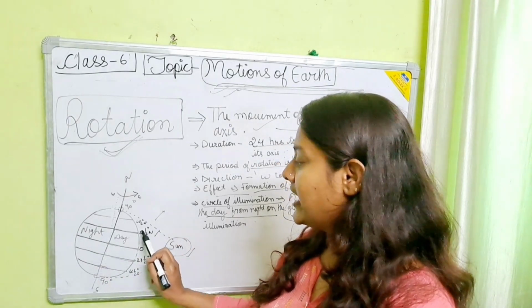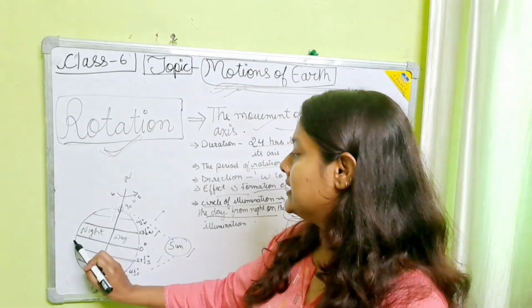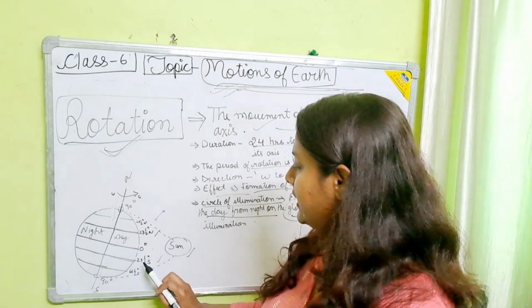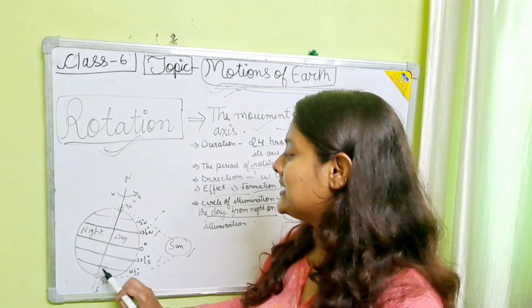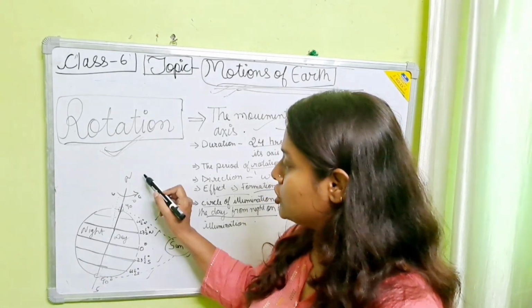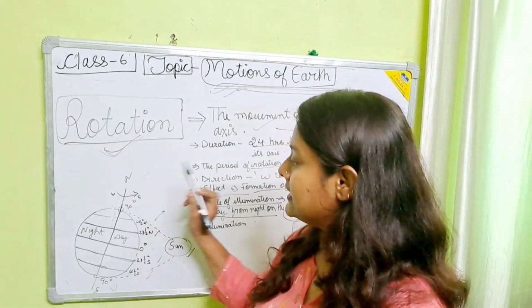This is the Tropic of Cancer, 23.5 degrees north. This is the Equator, 0 degrees. Then this is the Tropic of Capricorn, 23.5 degrees south. And this is the Antarctic Circle, which is 66.5 degrees south. This is the North Pole, this is the South Pole, 90 degrees, 90 degrees.